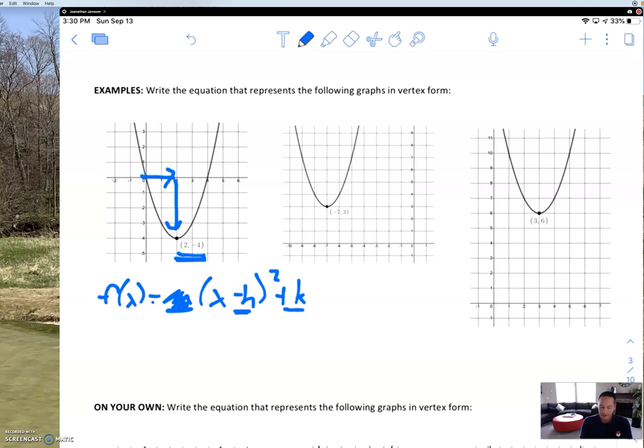So if I know that it ended up moving to the right by 2 units, it should end up being (x - 2)^2. And then your k value in this case, since it went down 4, is going to be minus 4. So again, remember that the 1 in the parentheses is the opposite of what you would think. Since it went to the right by 2, it's x minus 2.